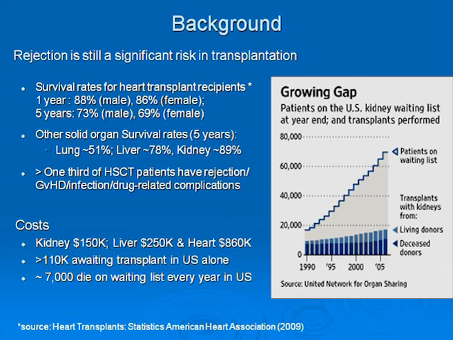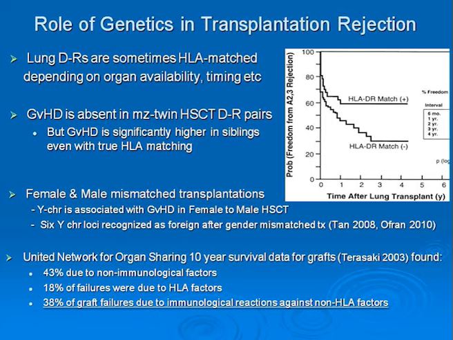So, the genetics of transplant. We know that HLA is very, very important for hematopoietic stem cell and kidney. It is important for the other organs as well, but it's typically not used. So for lung and heart, it's typically not done in most centers. And for liver, it's basically just matched on blood type.